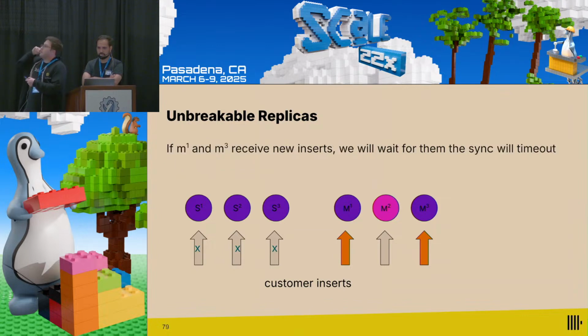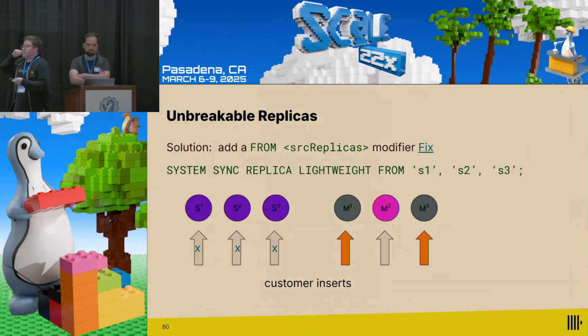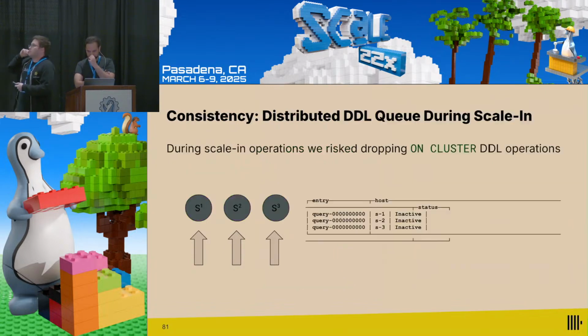So we solved this by adding a from modifier into ClickHouse for the system sync replica lightweight query. You can specify that you want to sync from these specific replicas, in this case S1 to S3. So you can do system sync replica lightweight from S1, S2, S3. Then we're only waiting for these ones, which, as I said at the beginning, no longer receive customer traffic, so they will be very quick to sync.